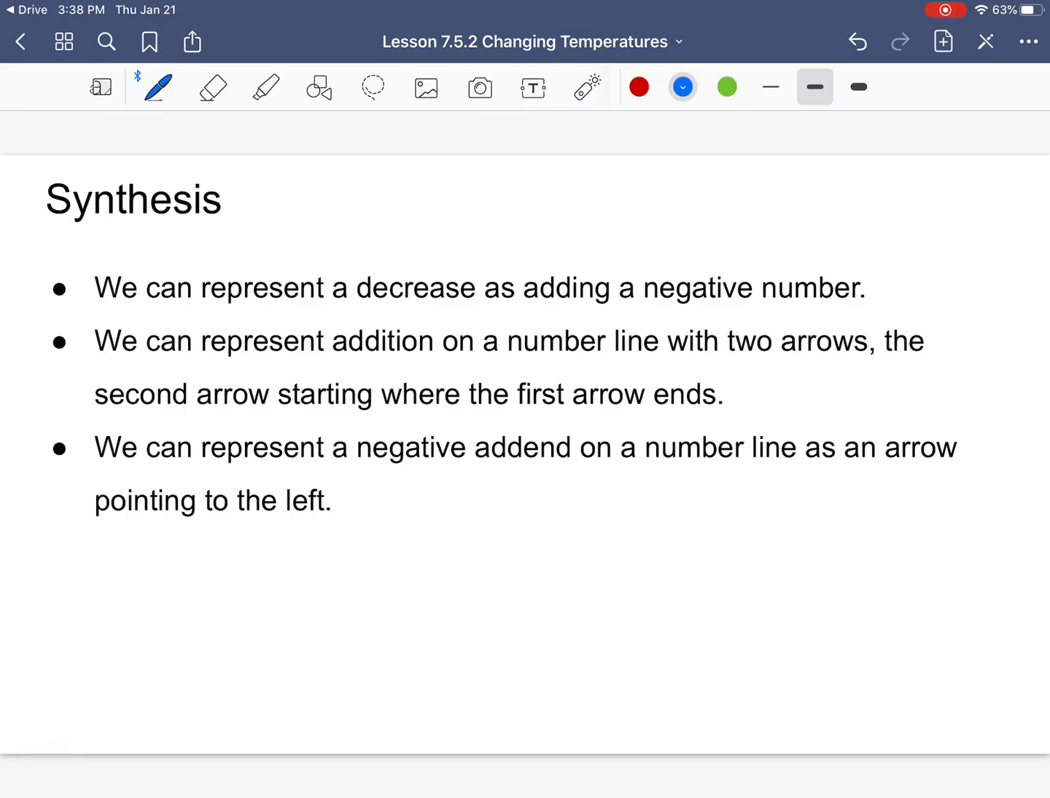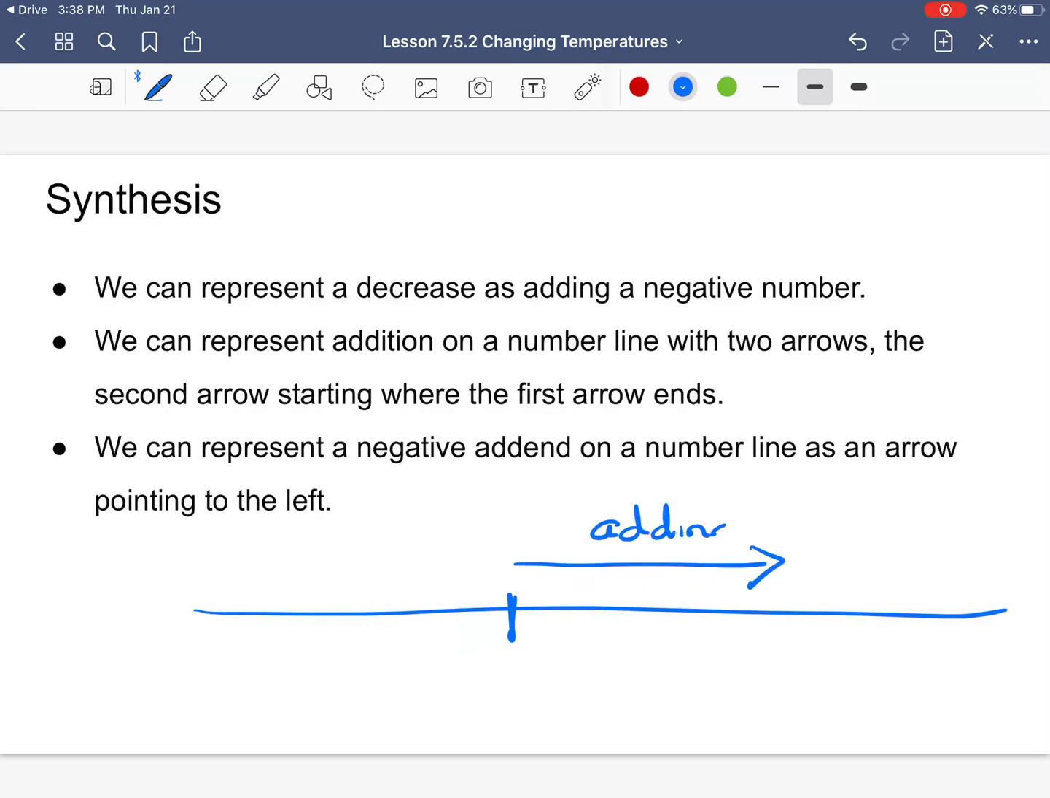So we can represent a decrease as adding a negative number, and we can represent addition with 2 arrows, and we can represent a negative addend on a number line as an arrow pointing to the left. So if we're adding, we can have an arrow going to the right, that's adding. And if we're subtracting, we will have an arrow going to the left. And adding would be an increase, and subtracting would be a decrease.